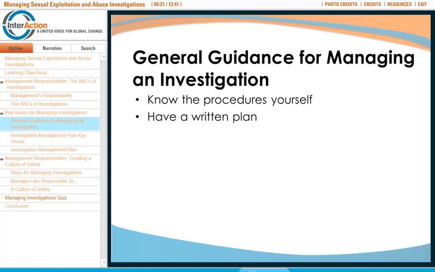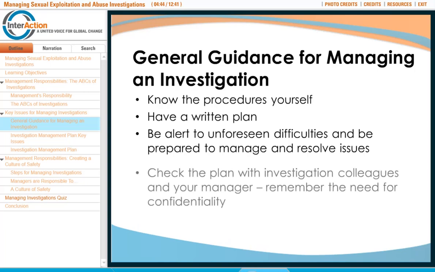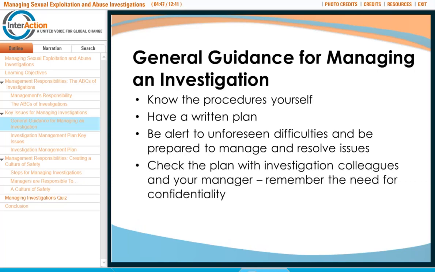The written investigation plan should be completed with or by the investigator or investigators and any other participating investigatory body that may be involved. The plan should include strategies for dealing with difficulties that may arise, such as problematic interviews and reluctant witnesses. Managers should share the investigation plan appropriately with investigators and with their own manager. Confidentiality is essential. Consider carefully who will have access to the investigation plan. A lack of confidentiality will lead to the community losing confidence in the entire complaint system.